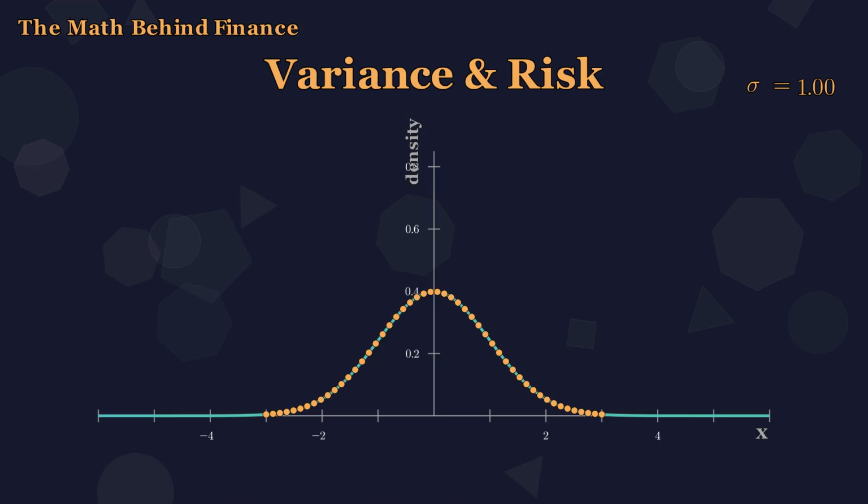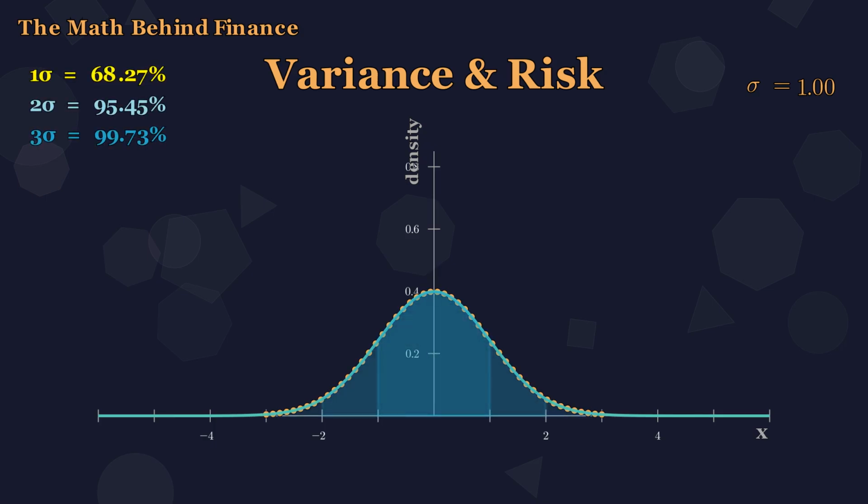Back to 1. The mean has been 0 the whole time. Same expected value, completely different worlds of risk. The classical reference is 1 sigma holds 68.3% of outcomes, 2 sigma, 95.5, 3 sigma, 99.7. The shape never changes. Only the width tells you how much can happen.